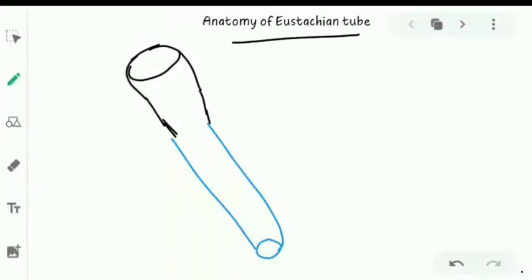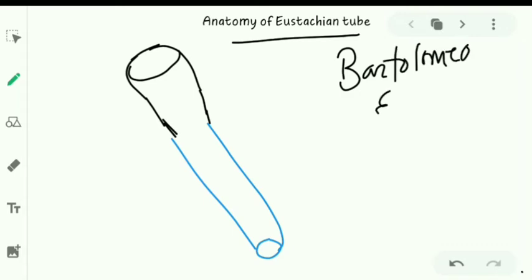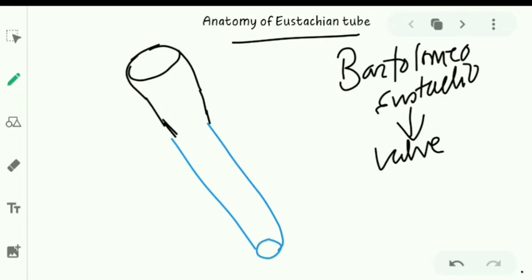Anatomy of the Eustachian tube. Detailed anatomy of the Eustachian tube was first described by Bartholomew Eustachio. Valsalva gave the name auditory tube to the Eustachian tube.